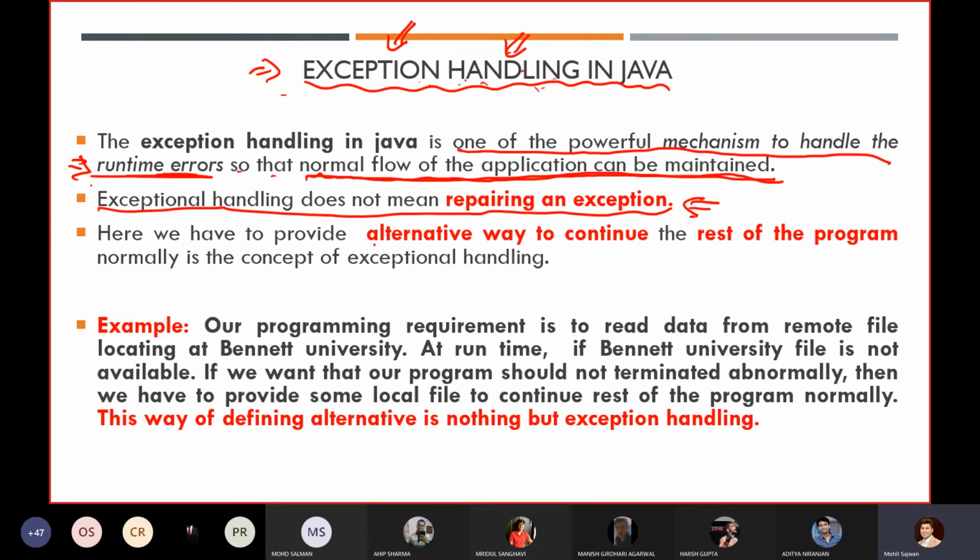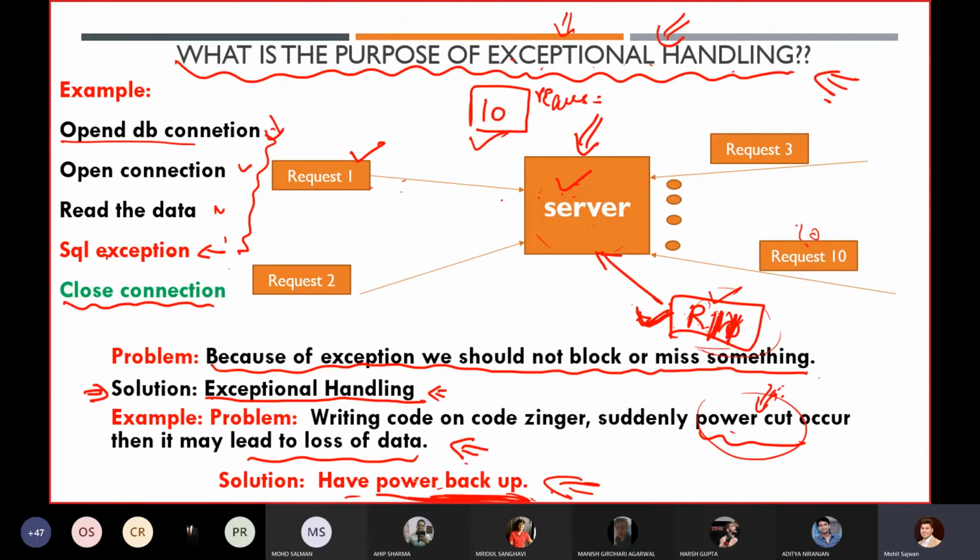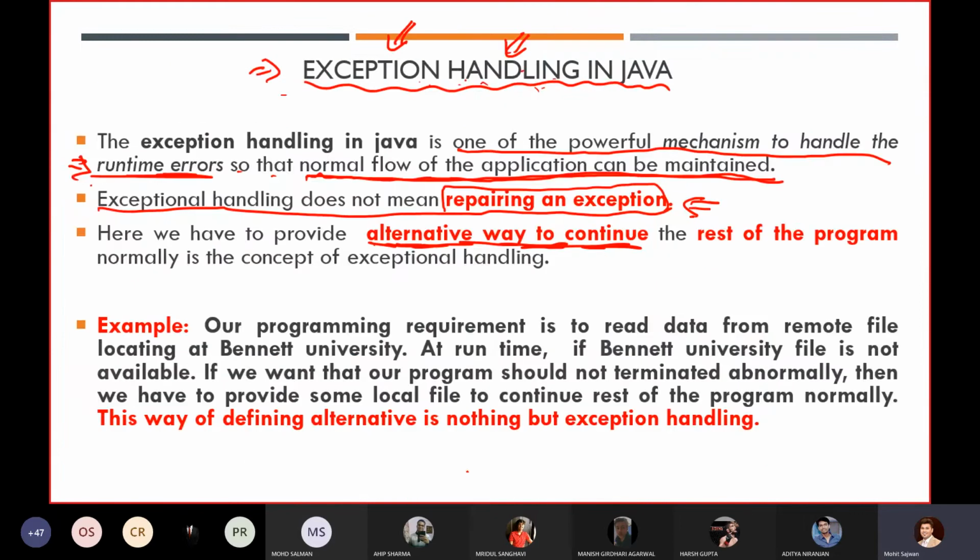So this is very important. Here we are not performing the repairing, but we are providing an alternative way to continue. Here our alternative way is our power backup. So an alternative way to continue the rest of the program normally is the concept of exception handling. Remember this point. We are performing an alternative way to continue the rest of our program normally.